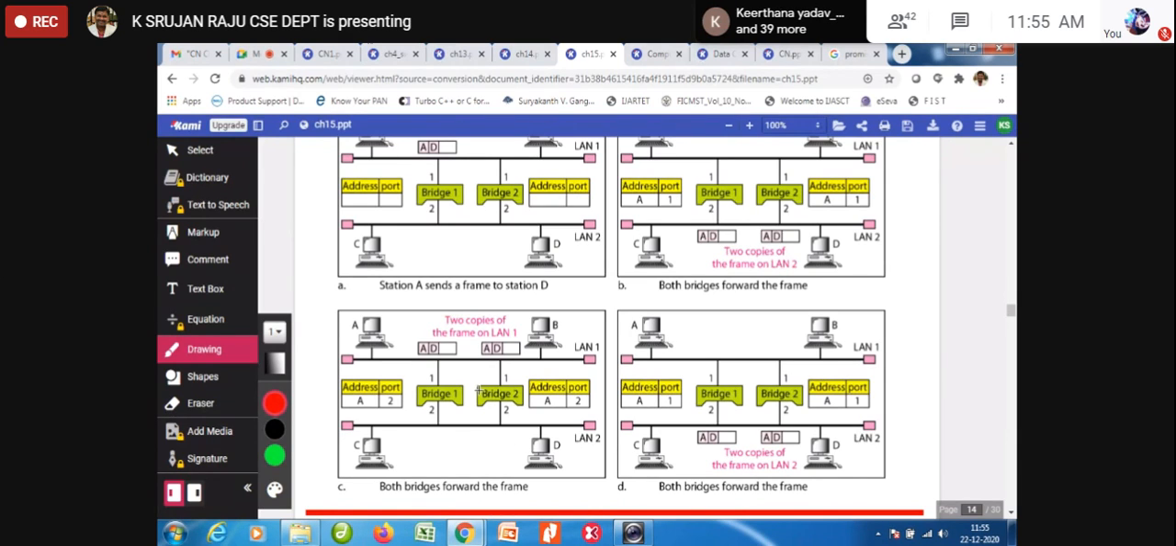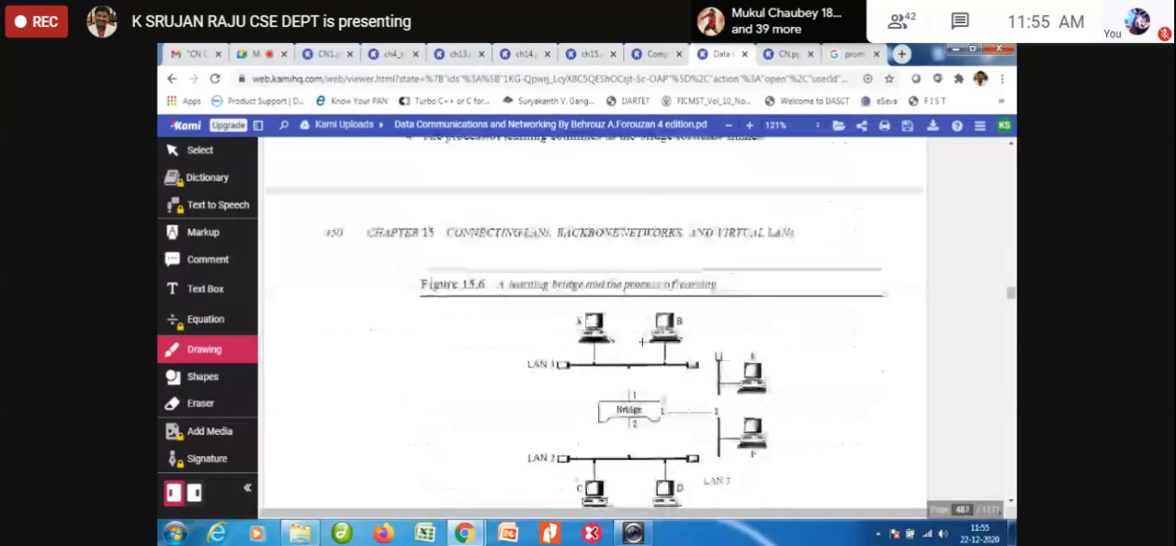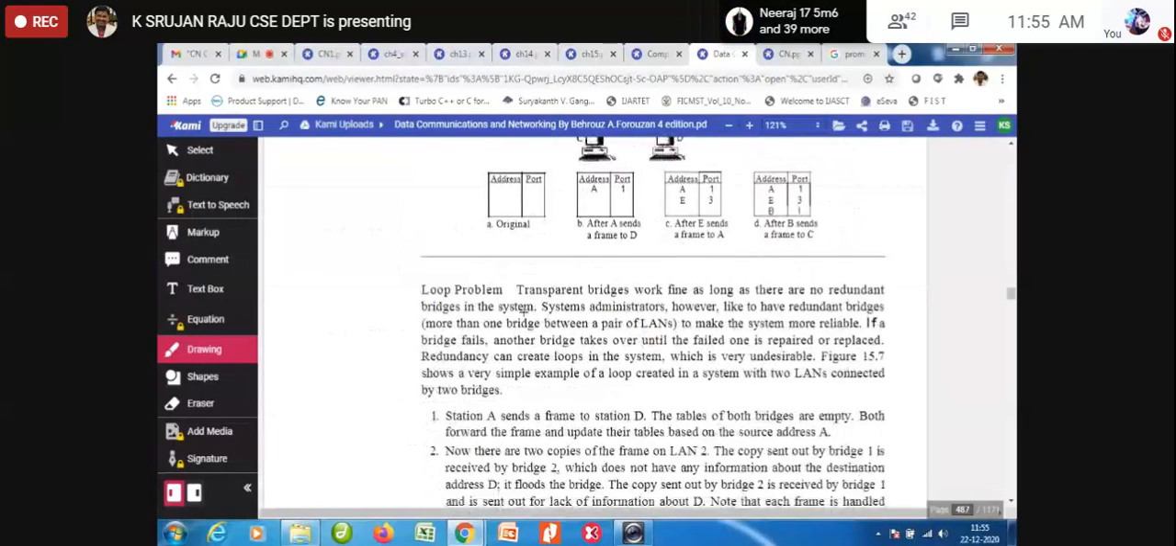This is flooding. What is the meaning of flooding? Flooding is whatever I am getting, except from the port I received it on, for all the remaining ports I make a duplicate and forward it. That is what we call flooding. So here, the two copies, we are going to have the loop problem.